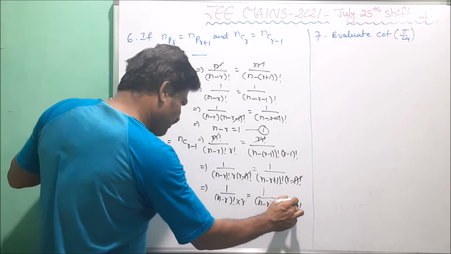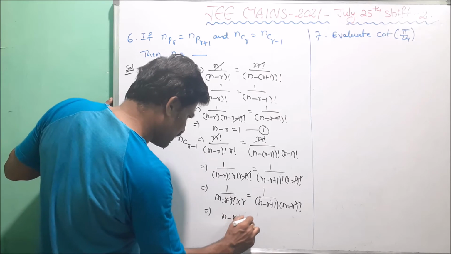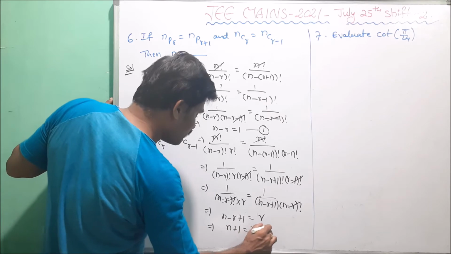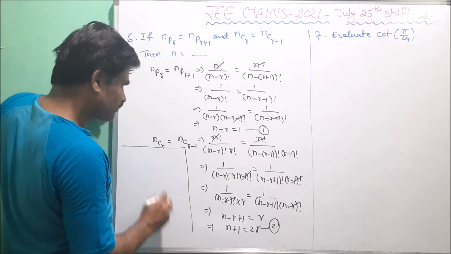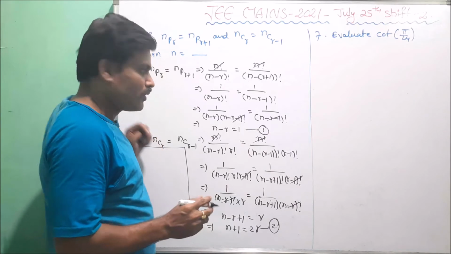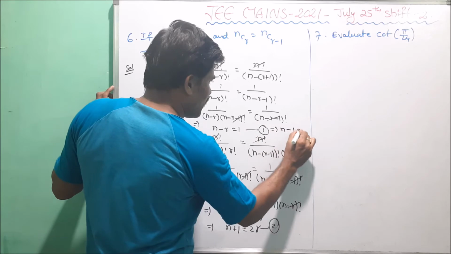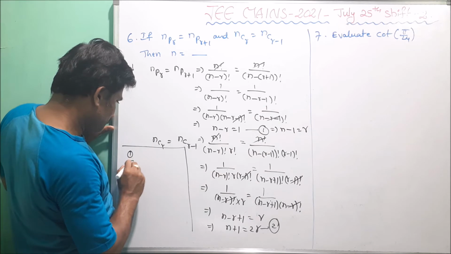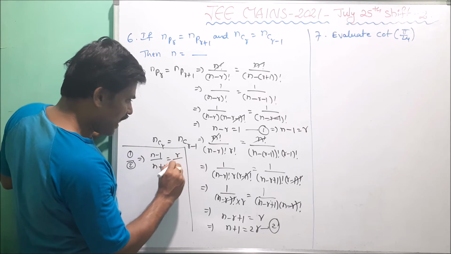Here n minus r factorial will be cancelled on both sides. Then we take n minus r plus 1 equal to r. Here we write n plus 1 equal to 2r. This is equation 2. Now from equations 1 and 2, in equation 1 we write n minus 1 equal to r. Now we take 1 by 2, which implies n minus 1 by n plus 1 equal to r by 2r.